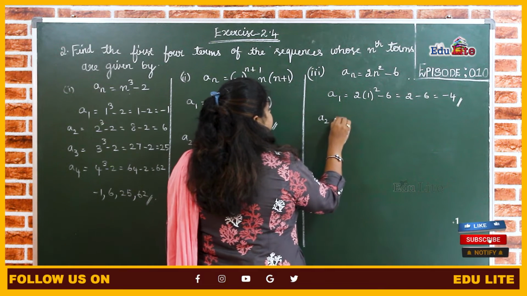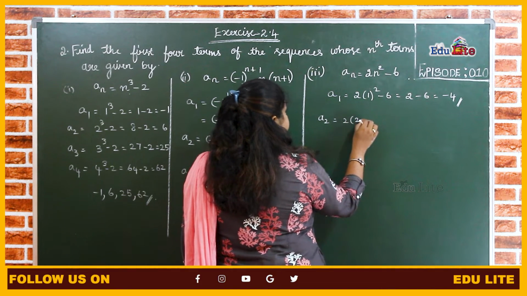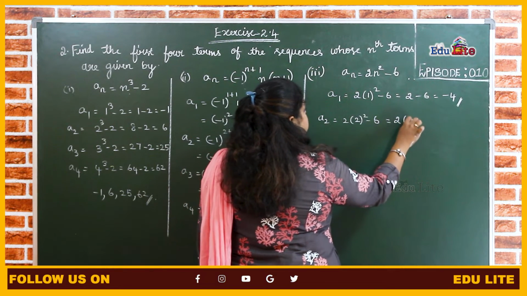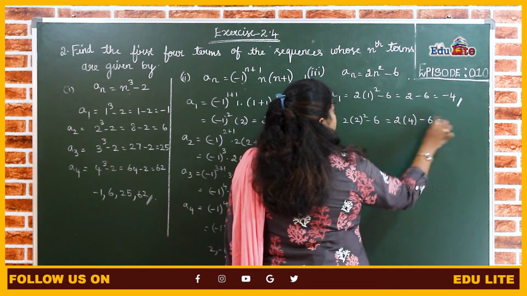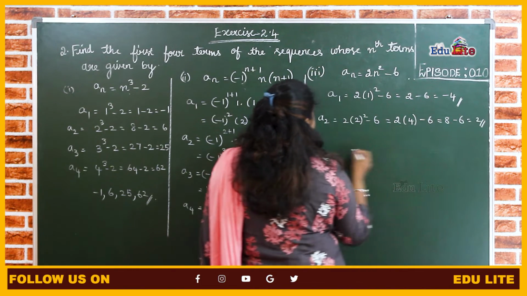To find the second term, we substitute n as 2. Therefore, 2 into 2 square minus 6. 2 into 2 square is 2 4s are 8, minus 6, which is 2. Second term of the sequence.